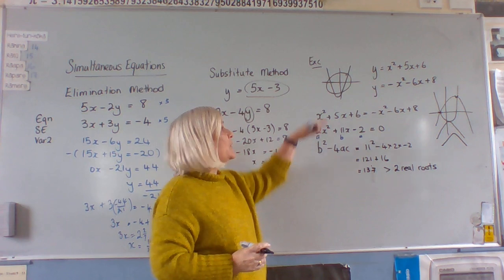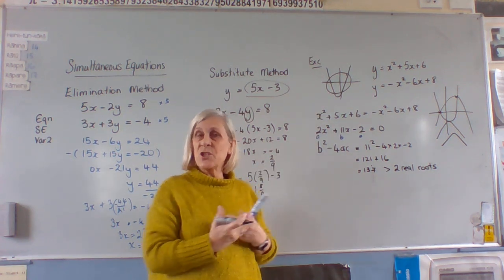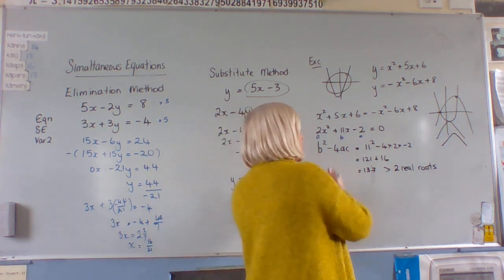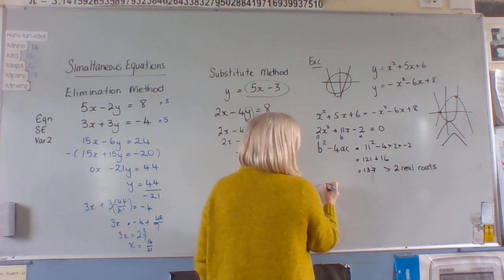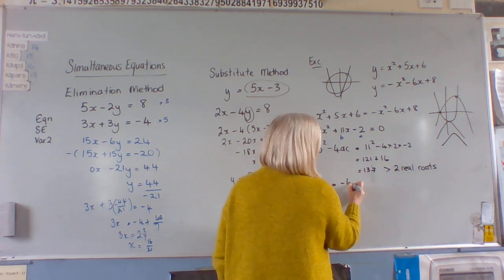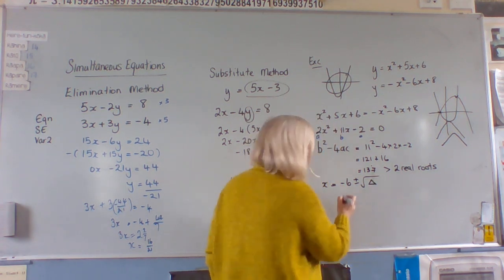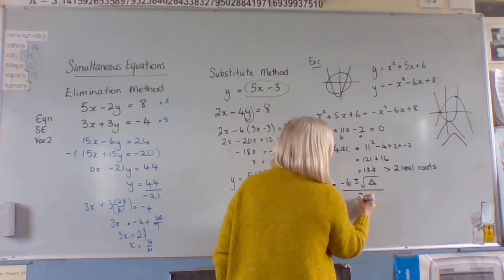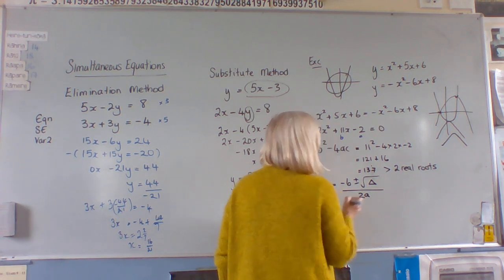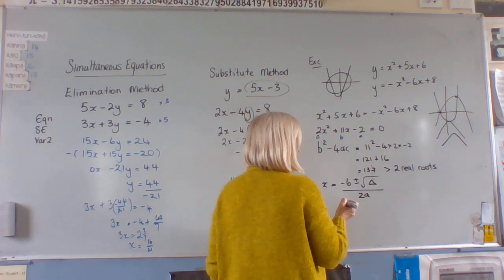The question is what are the points of intersection. So we need to now go further and solve the rest of it. So that x equals negative b plus or minus the square root of the discriminant, which we write as a triangle, over 2a.